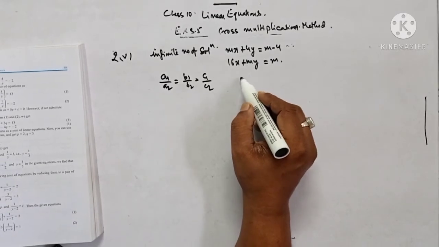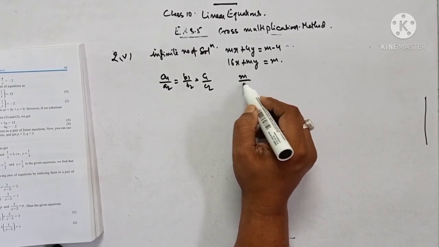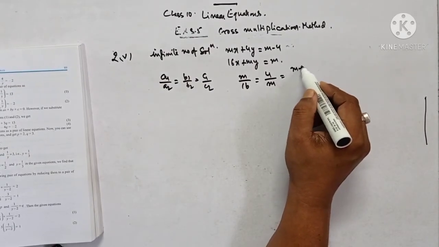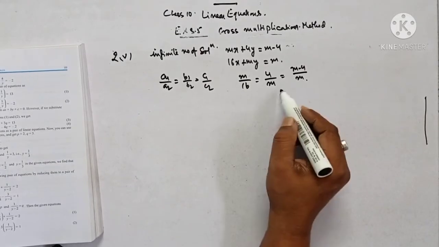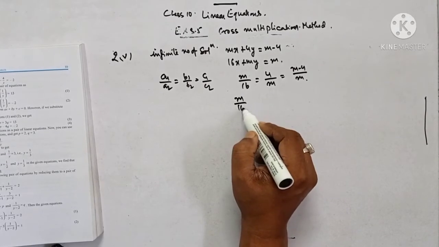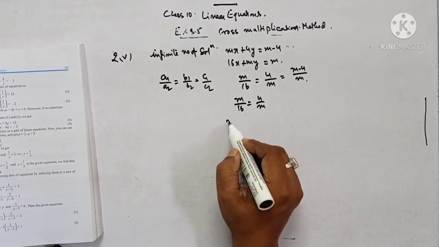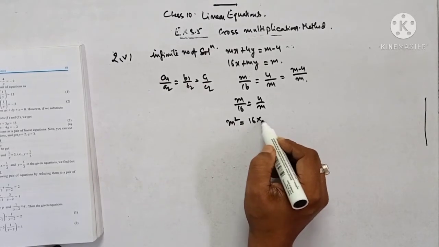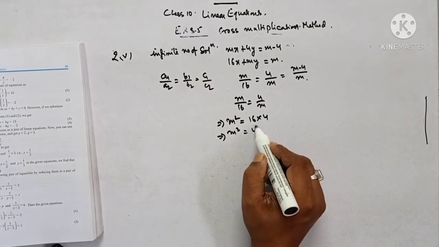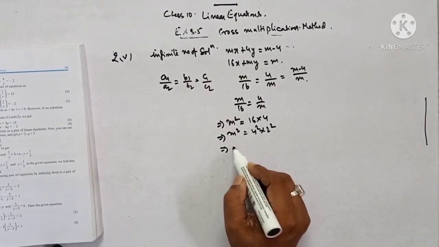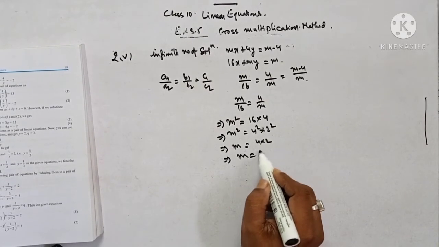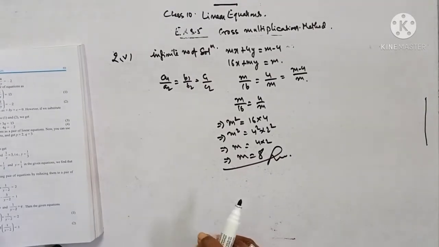So here this will be m by 16 is equal to 4 by m is equal to (m minus 4) by m. You can select any two pairs, so let me select this, which will be easier. That is m by 16 is equal to 4 by m, so here m square is equal to 16 into 4, so your m square will be equal to 4 square into 2 square, so your m will be equal to 4 into 2, so your m will be equal to 8. This is your answer.